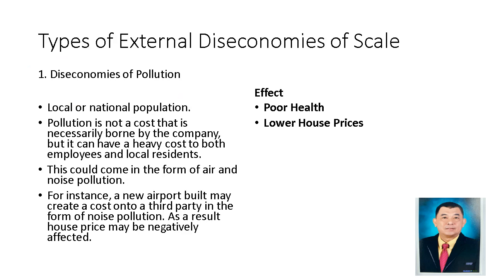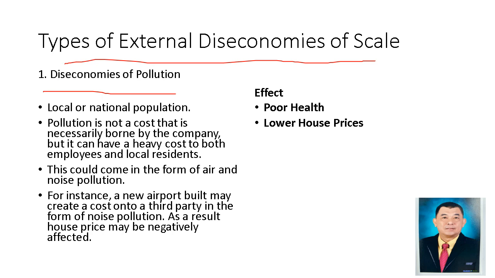And now we go to the types of external diseconomy. The first one is diseconomies of pollution. We are talking here of pollution, which the organization cannot answer for in terms of pollution control. However, it affects the employees and the local residents. Because pollution, again, is not a cost or a burden to the company, but it can have a heavy cost to both employees and the local residents.